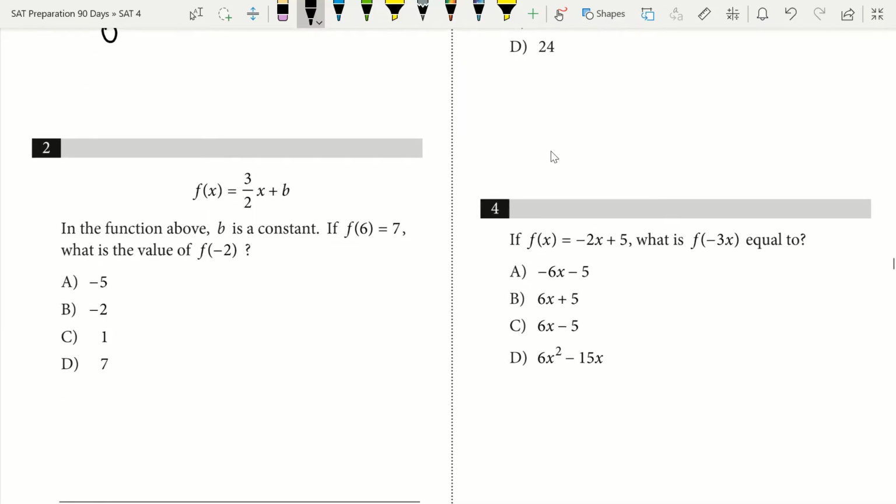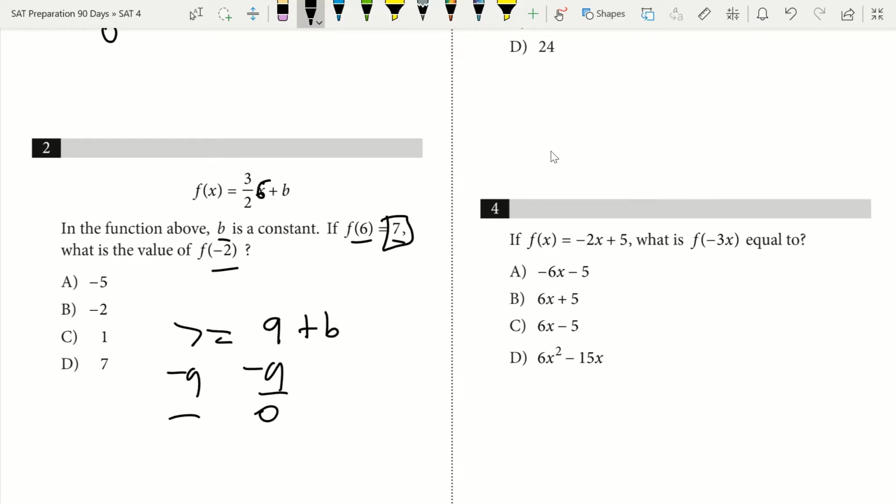Okay, question 2. In the function above, b is a constant. If f of 6 is 7, what's f of negative 2? Okay, f of 6 means I'm plugging in 6 for x. 3 over 2 times 6 is going to give me 9. So now I have 9 plus b equals that 7 from right here. I go ahead and subtract 9 from each side to solve for b. 7 minus 9 gives me negative 2 equals b. So b is negative 2.